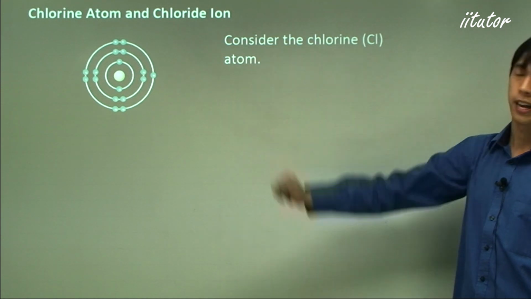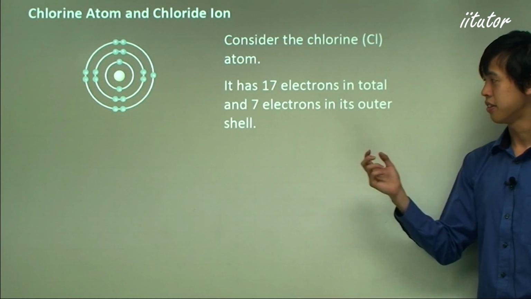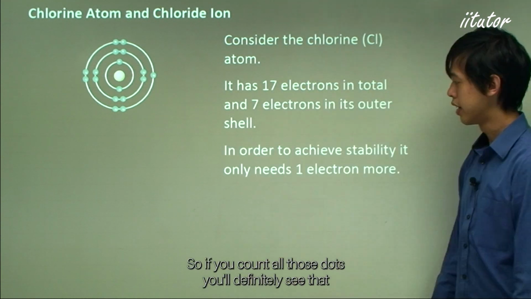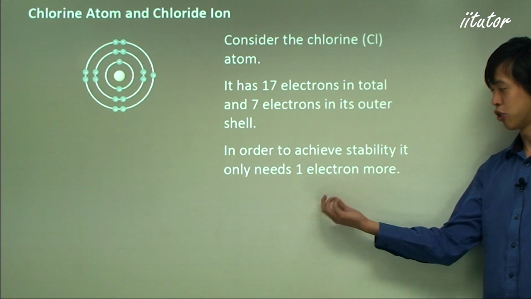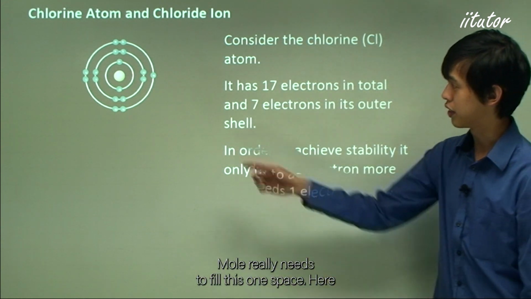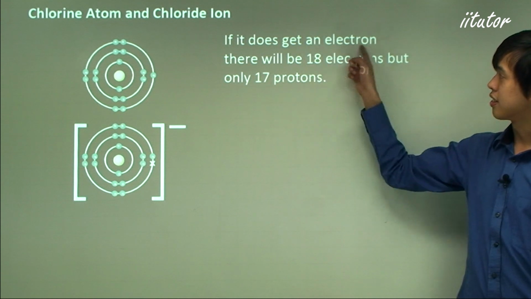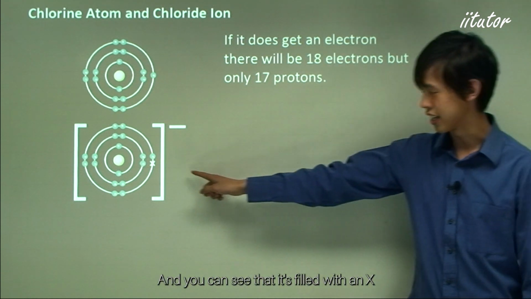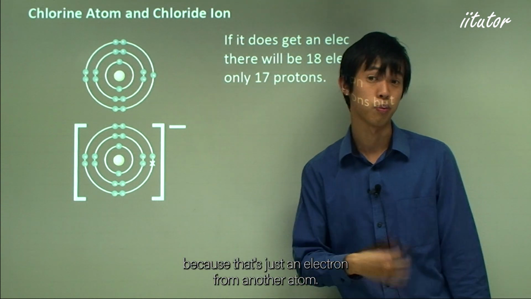So let's look at the chlorine atom. It has 17 electrons in total and 7 in its outer shell. So if you count all those dots, you'll definitely see that. In order to achieve stability, it only needs 1 electron more. It only needs to fill this 1 space here. If it does get an electron, there will be 18 electrons, but only 17 protons. And you can see that it's filled with an X here, because that's just an electron from another atom.